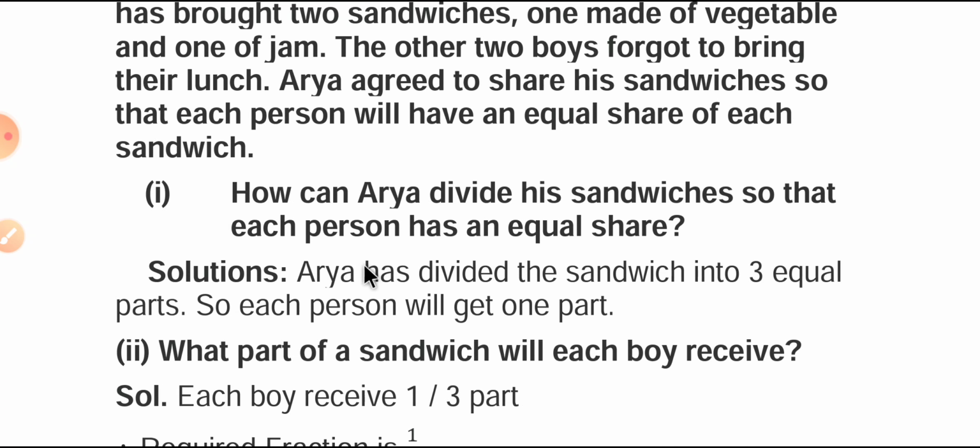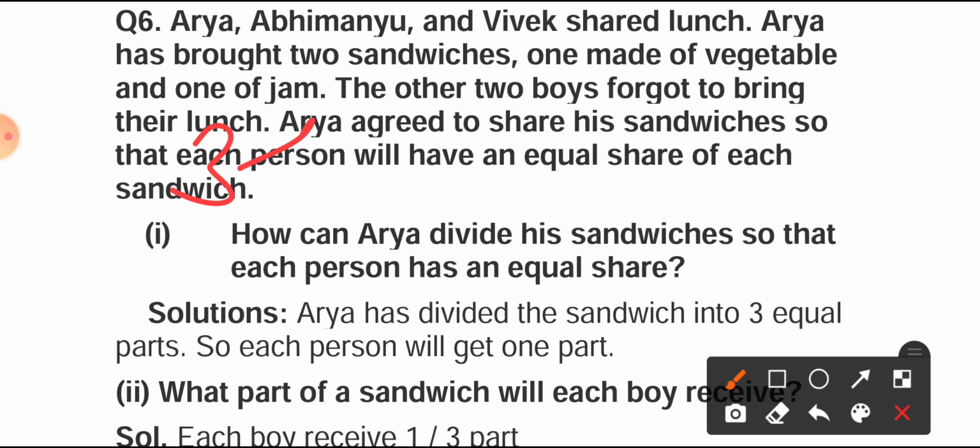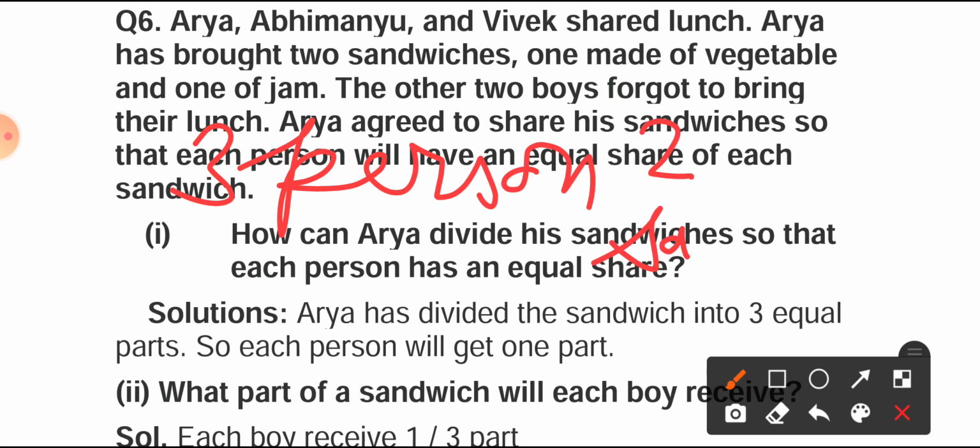So the first question is: how can Arya divide his two sandwiches so that each person has an equal share? Now you can see how many persons are there? 3 persons and 2 sandwiches. Now we have to see how Arya will divide his 2 sandwiches among 3 persons. So we can see that Arya has divided. How many persons are there in total? 3 persons and 2 sandwiches.